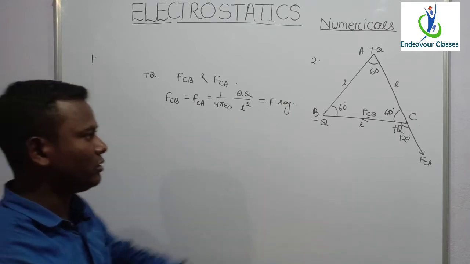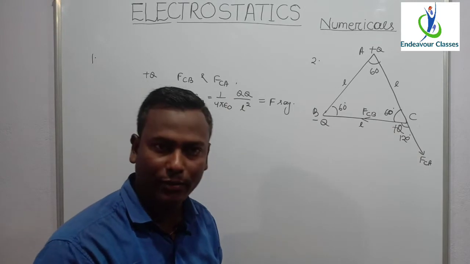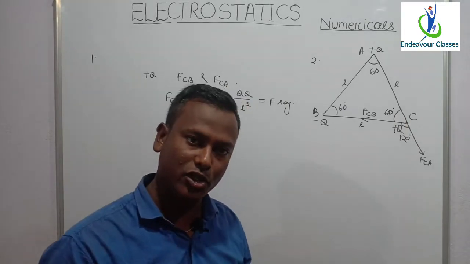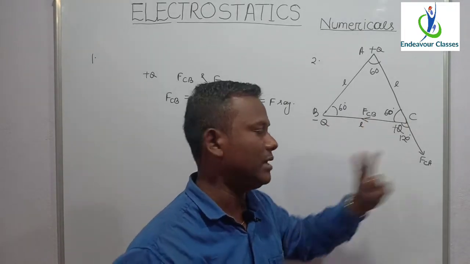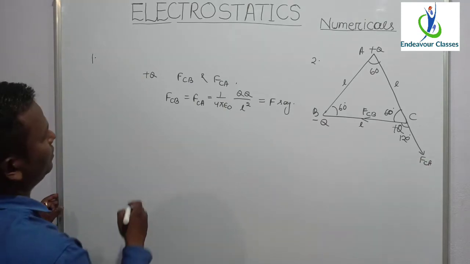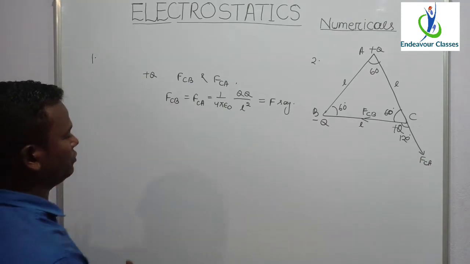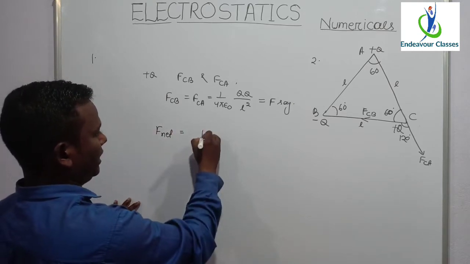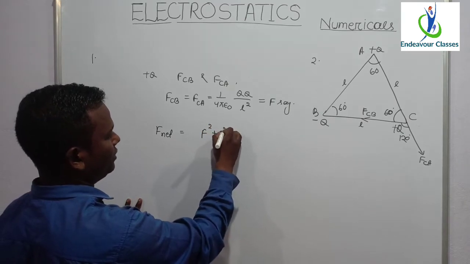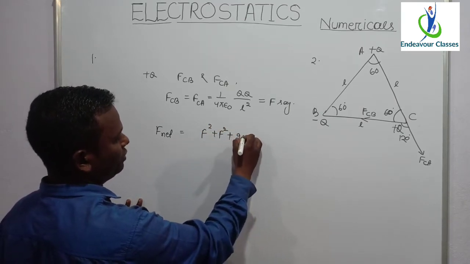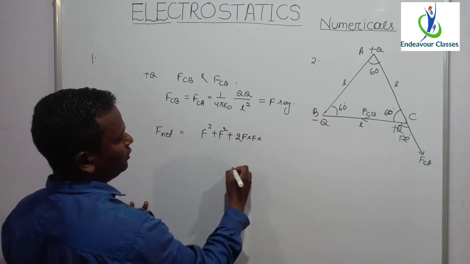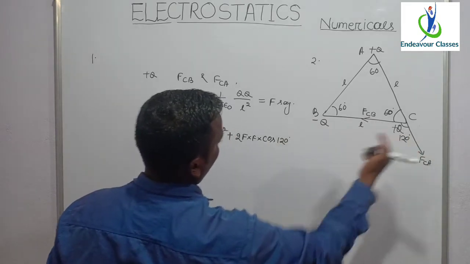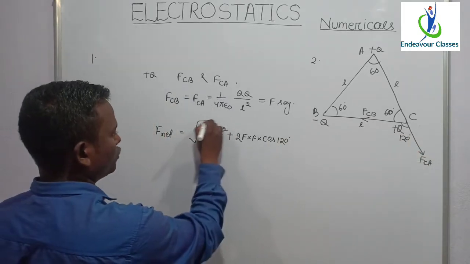Now the net force on this plus Q can again be calculated by applying the principle of superposition. That means the net force on this plus Q will be the vector sum of the forces FCB and FCA. So again we have to find the resultant of these two. The F net will be equal to the square root of F square plus F square plus 2F into F into cos theta. Here theta is 120 degree, the angle between these two forces.